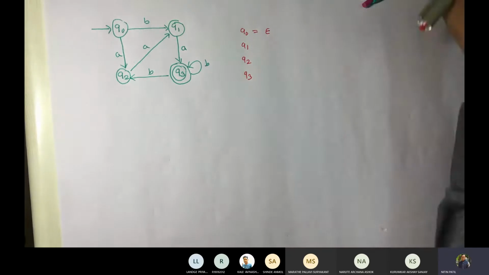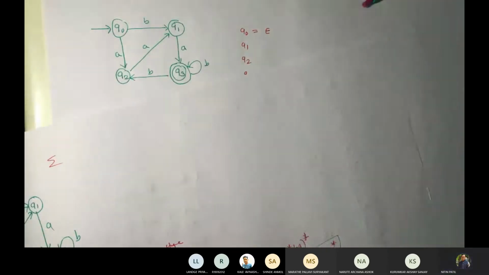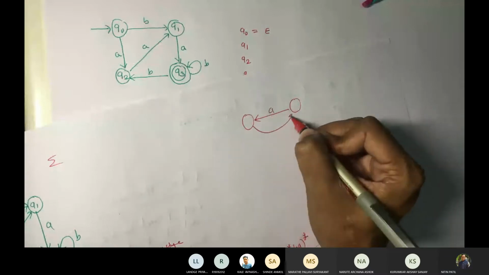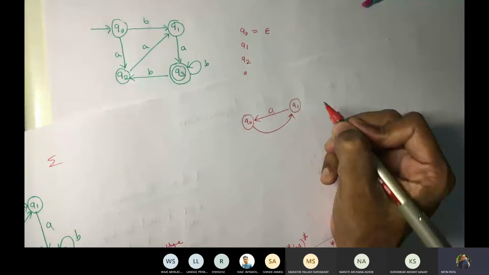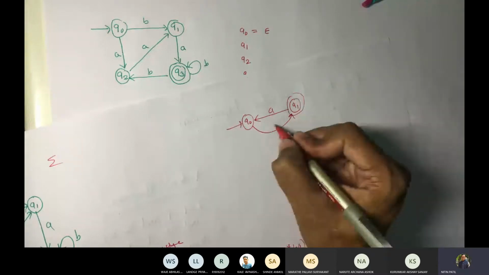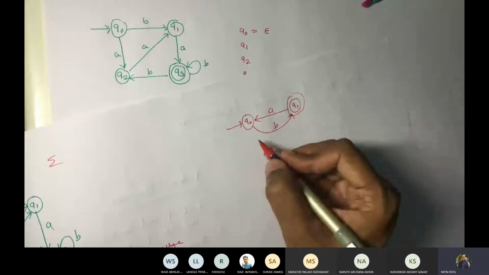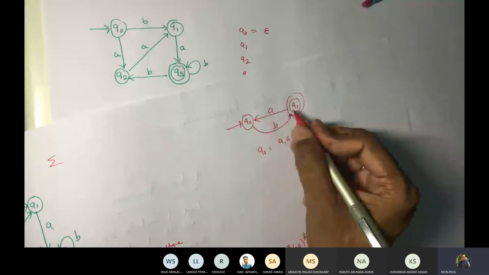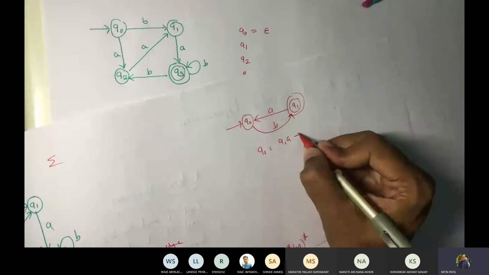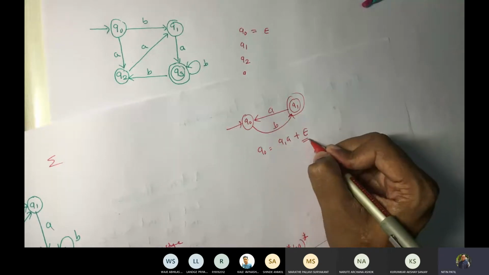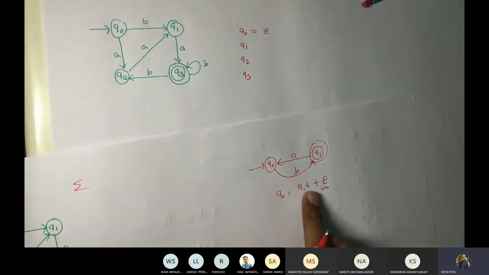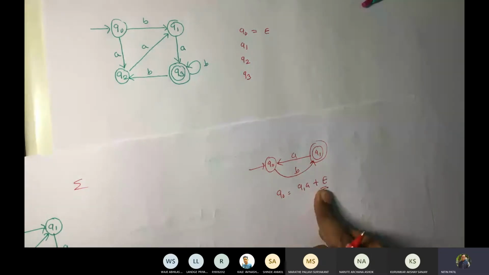Even if there are incoming transitions, for example, if your FA is like this, suppose this is Q0 and this is Q1, this is initial, this is final. For this case, we will write like this. For Q0 the equation would be Q1A because it is coming from Q1 with input A. As it is the initial state, we will write epsilon. In this case, as there is no incoming transition, we'll not write anything else, but we'll write epsilon. For the initial state, it is necessary to add epsilon in the equation.